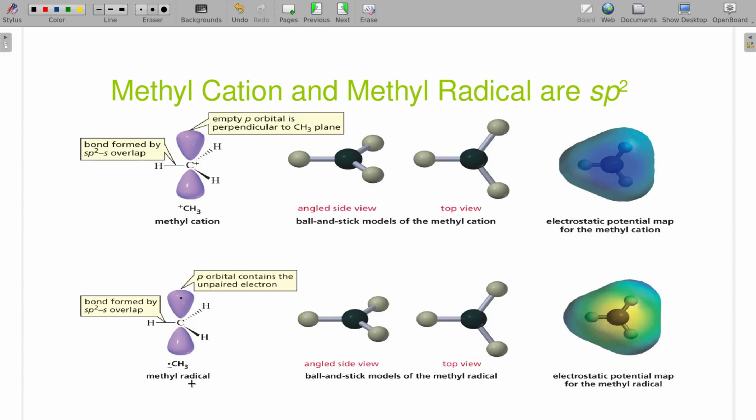It will never go into a hybrid orbital. It will stay in something like a p orbital. So when I look at the methyl radical, I actually just count those 3 groups. So this is also sp2, and it's also trigonal planar in its shape.